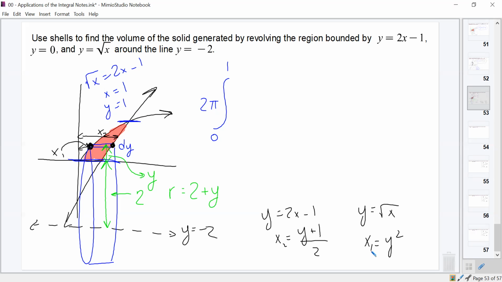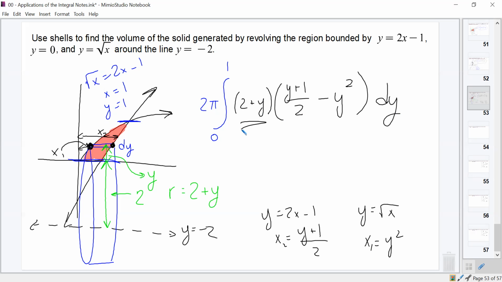So our height is just (y plus 1) over 2 minus y squared. So we're looking at 2 pi, the integral from the lower bound to our upper bound, 0 to 1, of 2 plus y times (y plus 1) over 2 minus y squared, dy. We've got our radius, we've got our height, and we've got dy, our thickness.